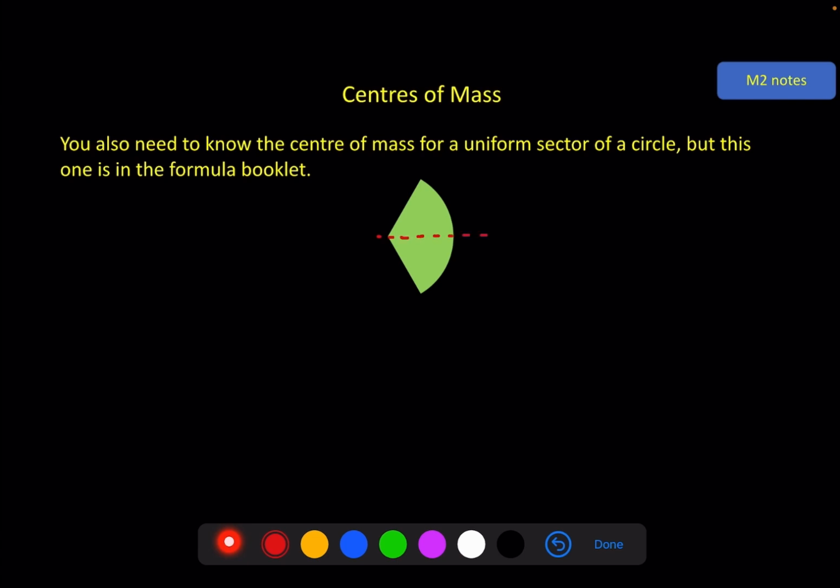And G must lie on this line of symmetry. Then if we call this bit O, the center of what would be the full circle, then the angle we're about to use in the formula is not this full angle, but half of that. So I need to label just half of that as alpha. Then I can intuitively put G somewhere down here-ish.